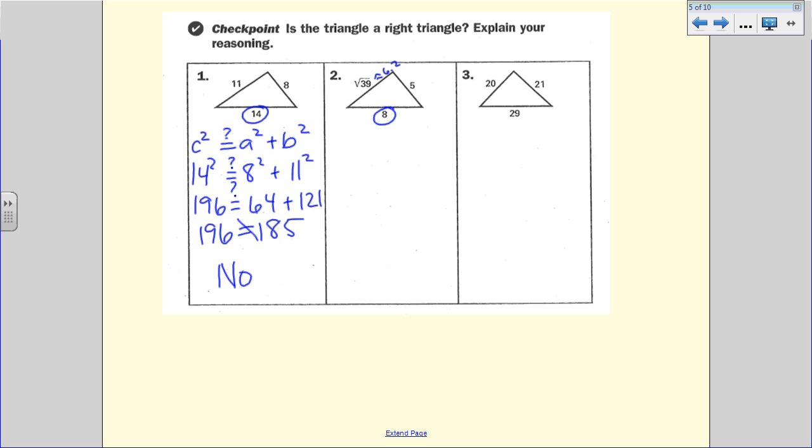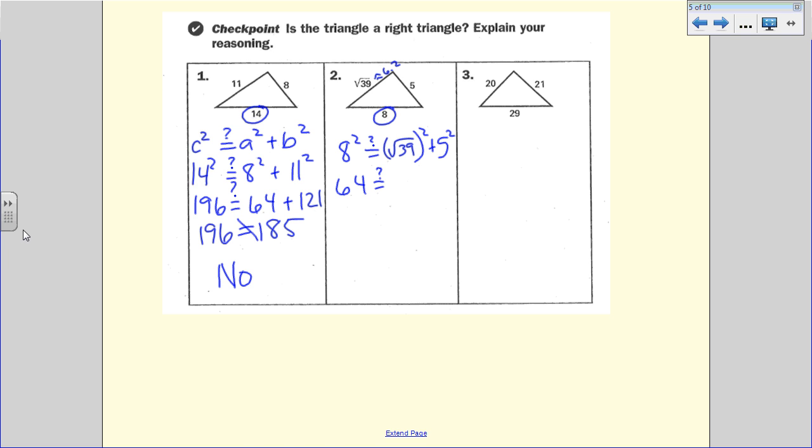So when we look at this, our longest side again is 8. So we're going to have 8 squared. I want to know if that equals the square root of 39 squared plus 5 squared. So 8 squared is 64. I want to know if that equals, I need to square the square root of 39. Well, I want to show you guys what that looks like on our calculator.